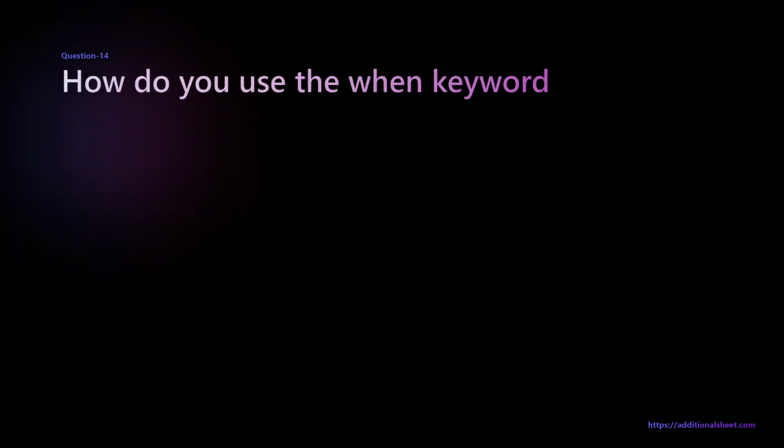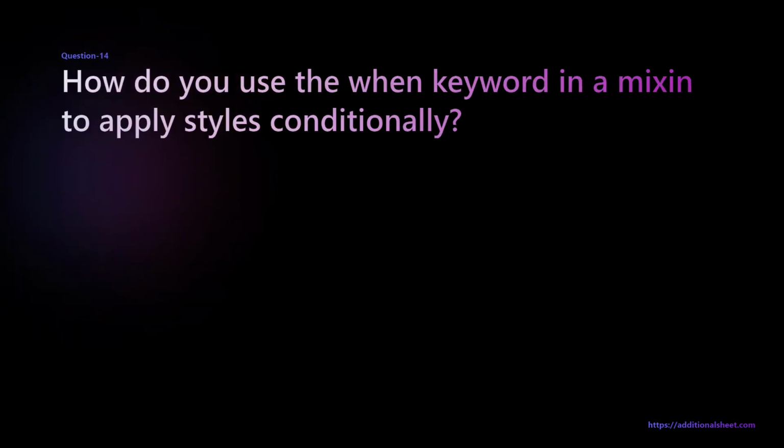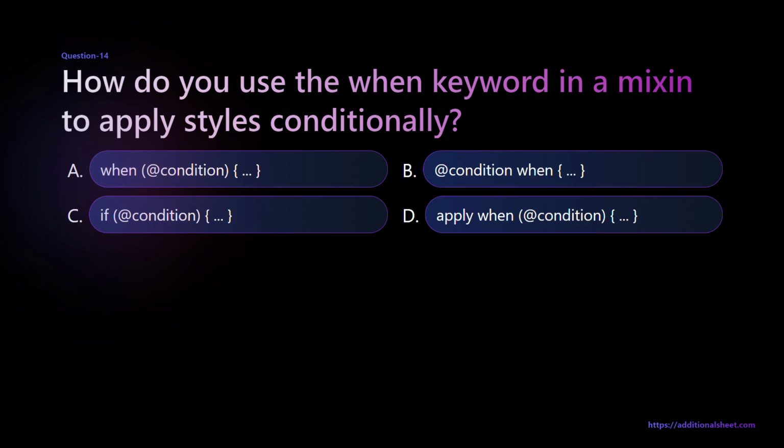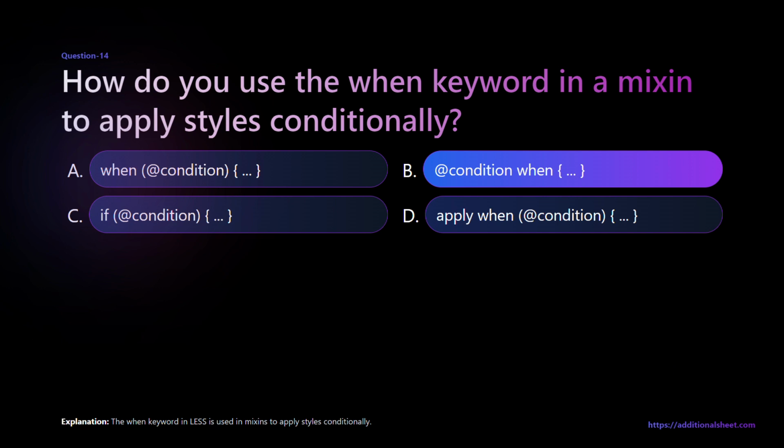How do you use the when keyword in a mixin to apply styles conditionally? Option A, when condition. Option B, condition when. Option C, if condition. Option D, apply when condition. The correct answer is option B, condition when.